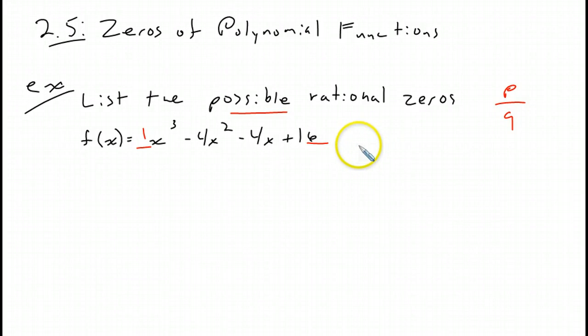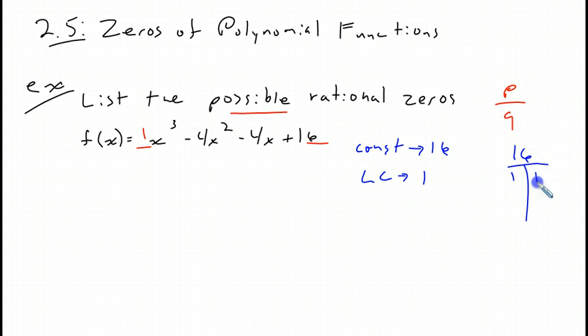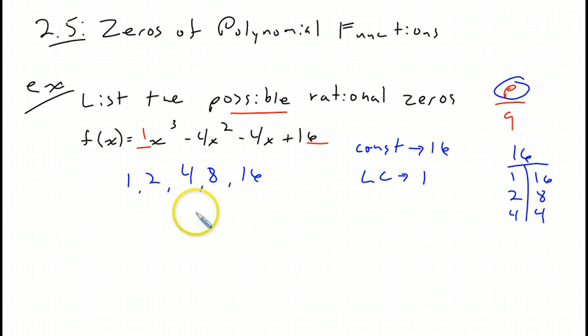So my constant term is 16. My leading coefficient is 1. The factors of 16, if I list them out, are 1 and 16, 2 and 8, or 4 and 4. Those are the only factors of 16. So on top, I'm going to have 1, 2, 4, 8, and 16. Something else we have to consider is that negative 1 times negative 16 is also a positive 16, so these could all be plus or minus the number.